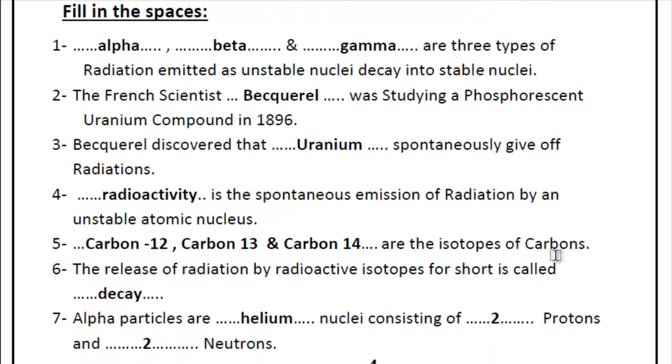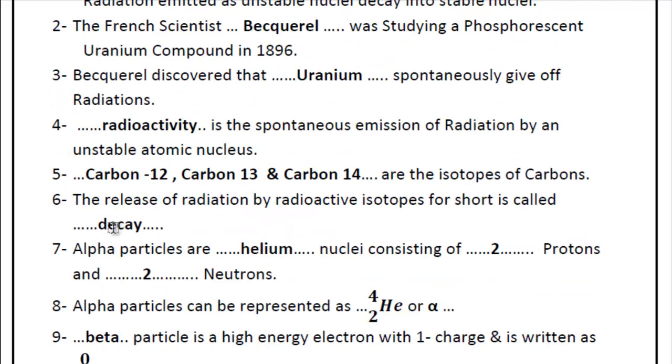What are the isotopes of carbon? Carbon 12, carbon 13, carbon 14. The release of radiation by radioactive isotopes, for short, is called decay.